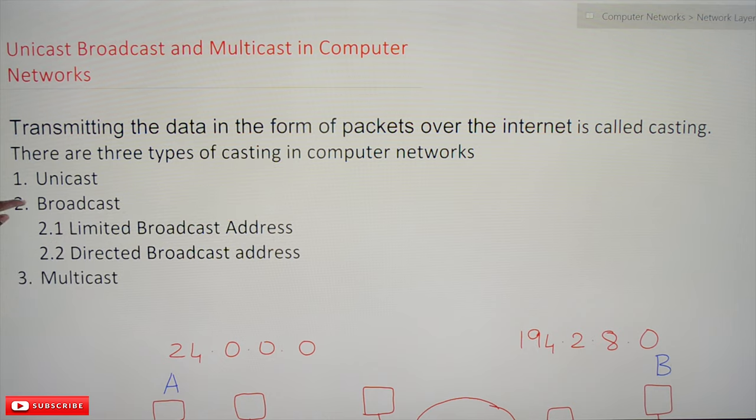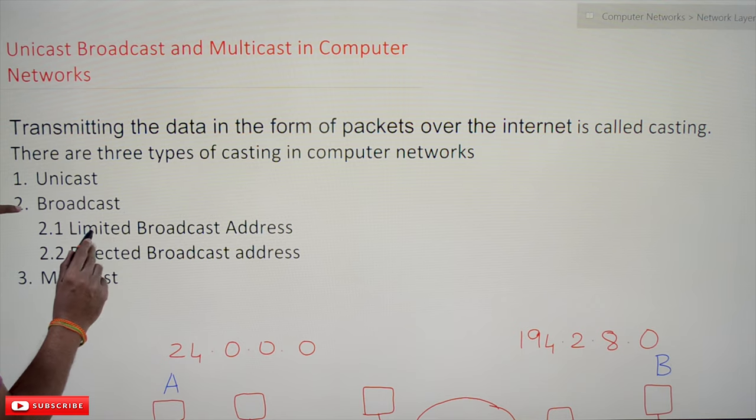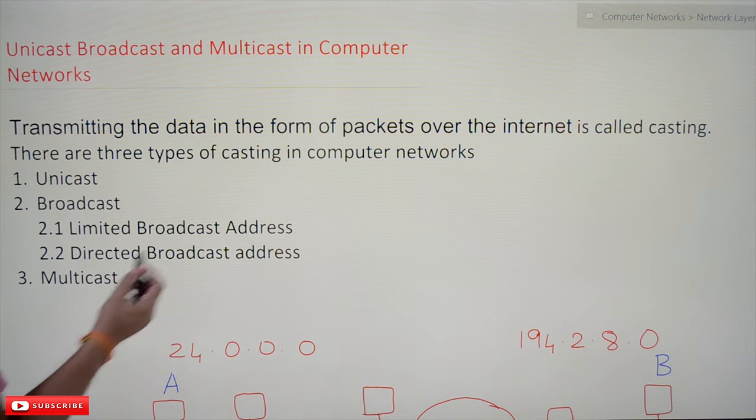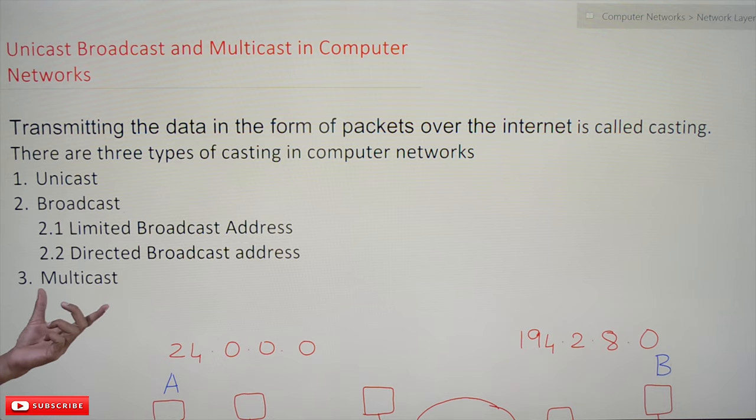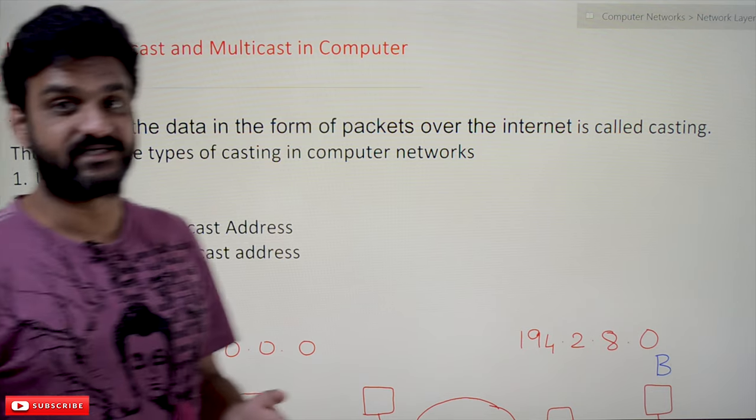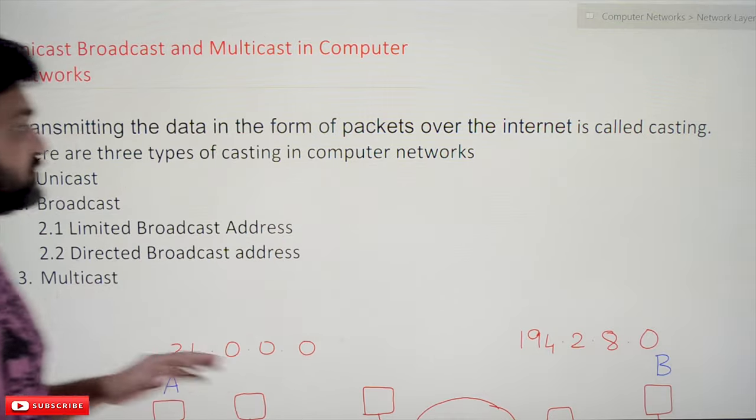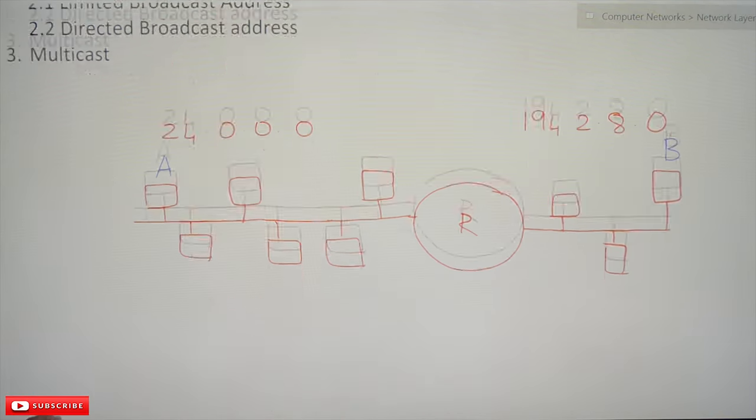One is unicast, the other one is broadcast. Within the broadcast, we have two types. Those two types are limited broadcast address, and the other type is directed broadcast. And the third type of casting is multicast. So let's try to understand this concept by using a sample network.